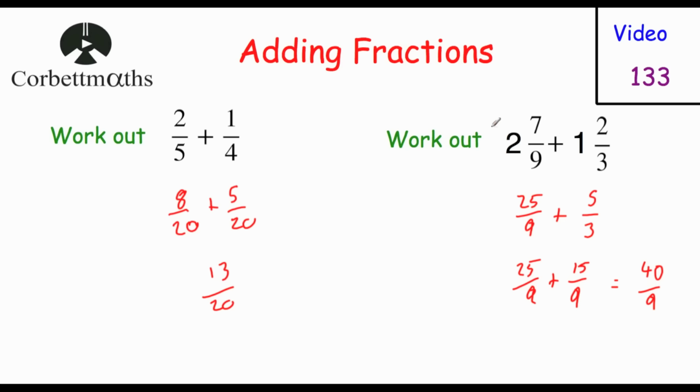Now if the question's in mixed numbers, such as 2 and 7/9, I would change this top-heavy fraction or answer into a mixed number as well. Remember, the line in a fraction means divided by. So how many 9s go into 40? Well, 4 9s is equal to 36, so it's going to be 4. And 36, well, we have 40, so our remainder would be 4. So our answer would be 4 and 4/9, and that's it.